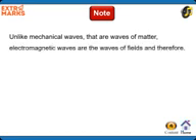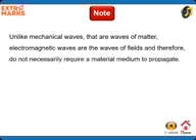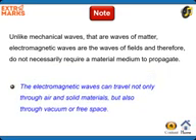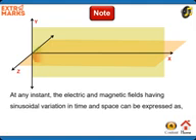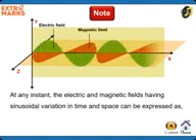Unlike mechanical waves, which are waves of matter, electromagnetic waves are the waves of fields and therefore do not necessarily require a material medium to propagate. The electromagnetic waves can travel not only through air and solid materials, but also through vacuum or free space. At any instant, the electric and magnetic fields having sinusoidal variation in time and space can be expressed by the expression shown here.